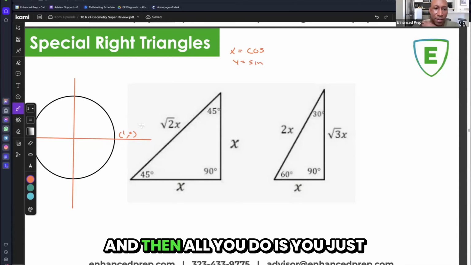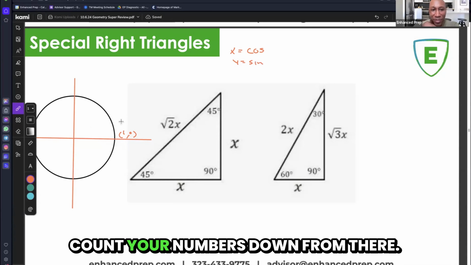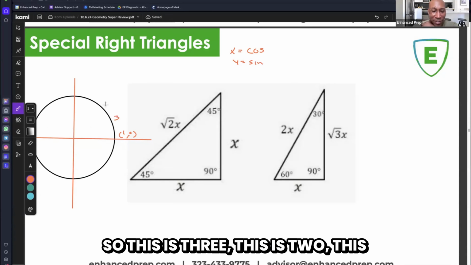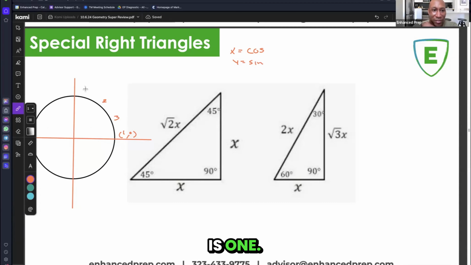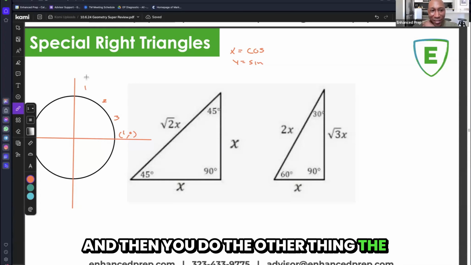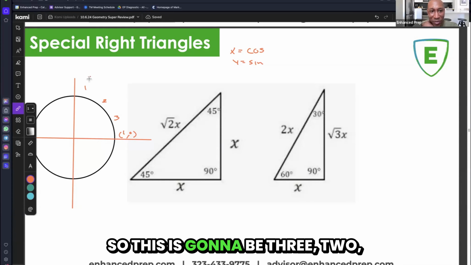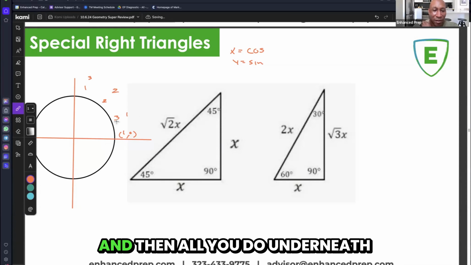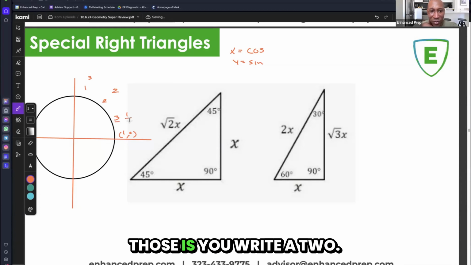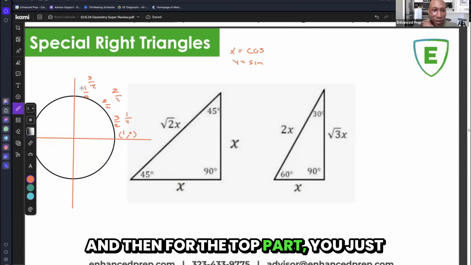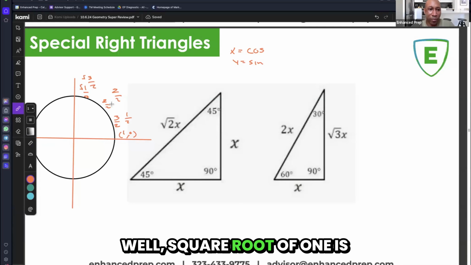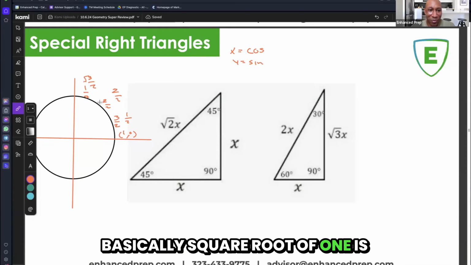Okay. And then all you do is you just count your numbers down from there. So this is 3, this is 2, this is 1. And then you do the other thing, the other way on the other side. So this is going to be 3, 2, 1. And then all you do underneath those is you write a 2. And then for the top part, you just write a square root. Well, square root of 1. Square root of 1 is 1.